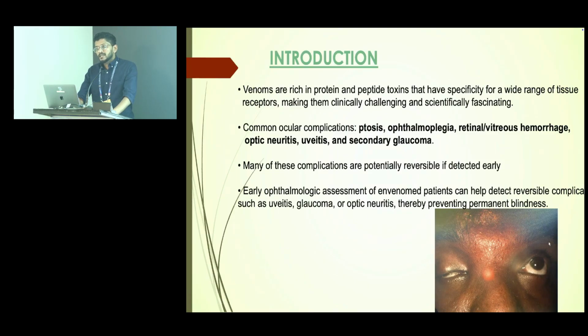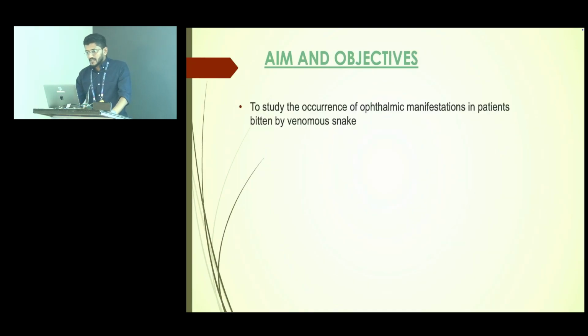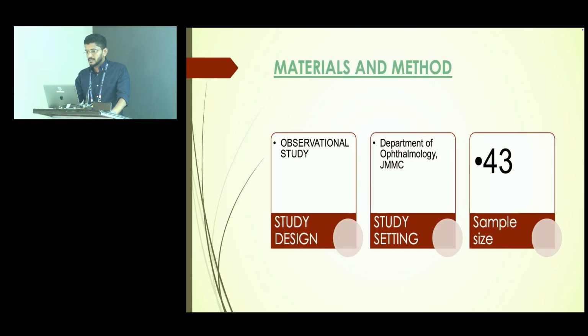Common ocular complications are ptosis, ophthalmoplegia, retinal or vitreous hemorrhage, optic neuritis, uveitis, and secondary glaucoma. Many of these complications are potentially reversible if detected early. Early ophthalmic assessment of envenomed patients can help detect reversible complications such as uveitis, glaucoma, and optic neuritis, thereby preventing permanent blindness. Aim and objective: to study the occurrence of ophthalmic manifestations in patients bitten by venomous snakes.